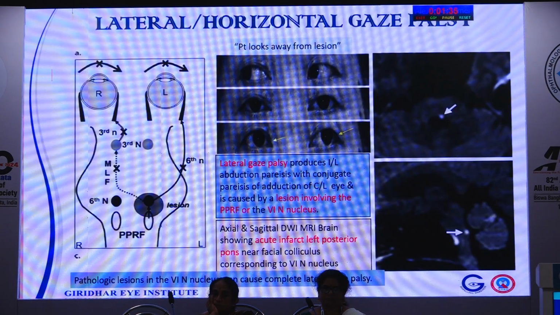So coming to horizontal gaze palsy, I want you to listen carefully, because this is very important to distinguish from a sixth nerve palsy. In a sixth nerve palsy, only the fascicular part is involved, so you only have an abduction limitation, whereas in a horizontal gaze palsy, you have a limitation of abduction of one eye and adduction of the other eye. So it can occur with a lesion anywhere in the PPRF as well as the sixth nerve nucleus. So that is the key here. Both can produce a horizontal gaze palsy.